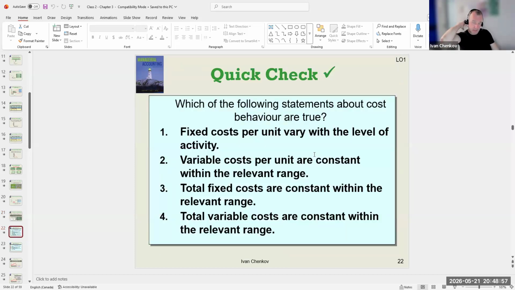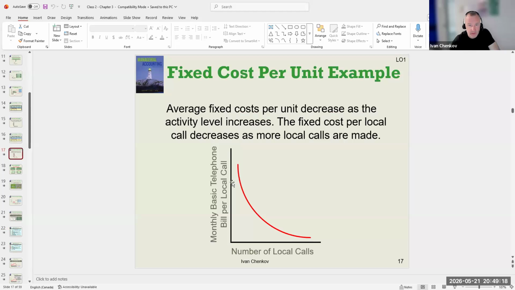Which of the following statements about cost behavior is true? Let's go with this. First one, fixed cost per unit varies with the level of activity. Is that true? Well, let's see. Fixed cost per unit. How is it with the level of activity? Is it varying or does it stay the same? It varies. So it is true.